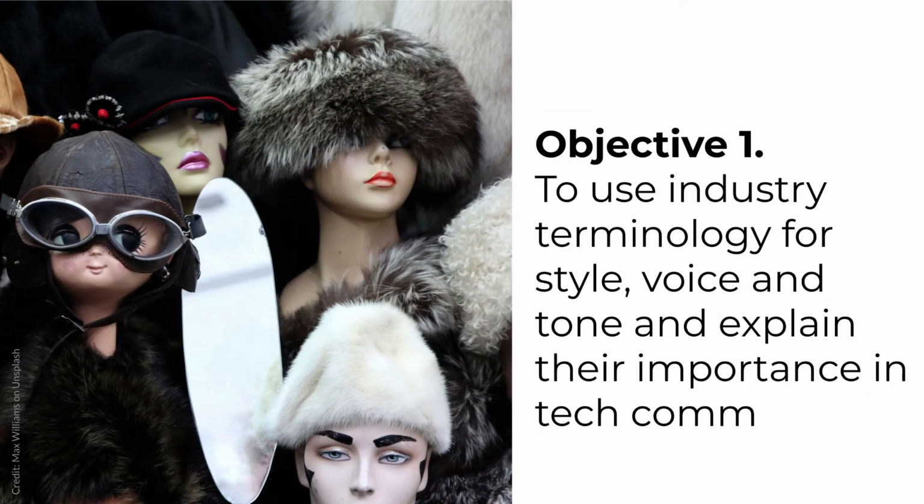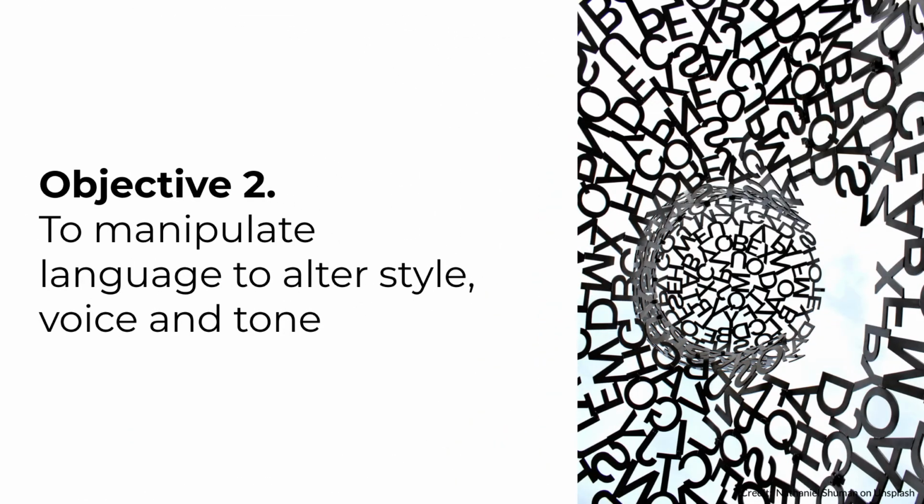The first objective is for you to use industry terminology for style, voice, and tone, and be able to explain their importance in TechCom. This is where we'll start the course, and it's the focus of most of the activities during Module 1 and 2. The second objective is for you to manipulate language to alter style, voice, and tone. You'll begin that work in Module 3, and will continue flexing your writing muscles throughout the remainder of the course.